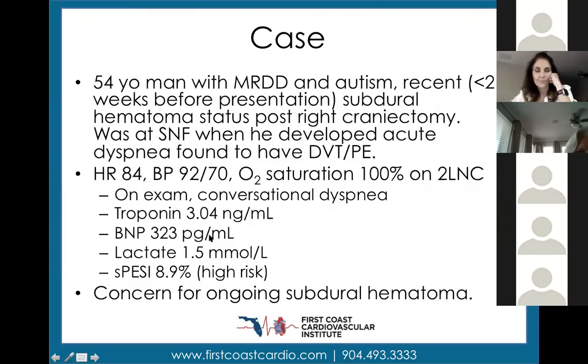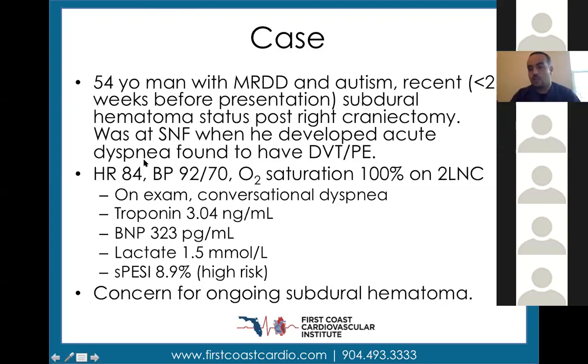So I'll go over a quick case, and I will be presenting these cases as the presentation goes along. This is a 54-year-old patient who is MRDD, autistic. He's got a history of subdural hematoma. Post-craniotomy, he was at a SNF. He developed acute dyspnea. He was found to have DVT-PE.